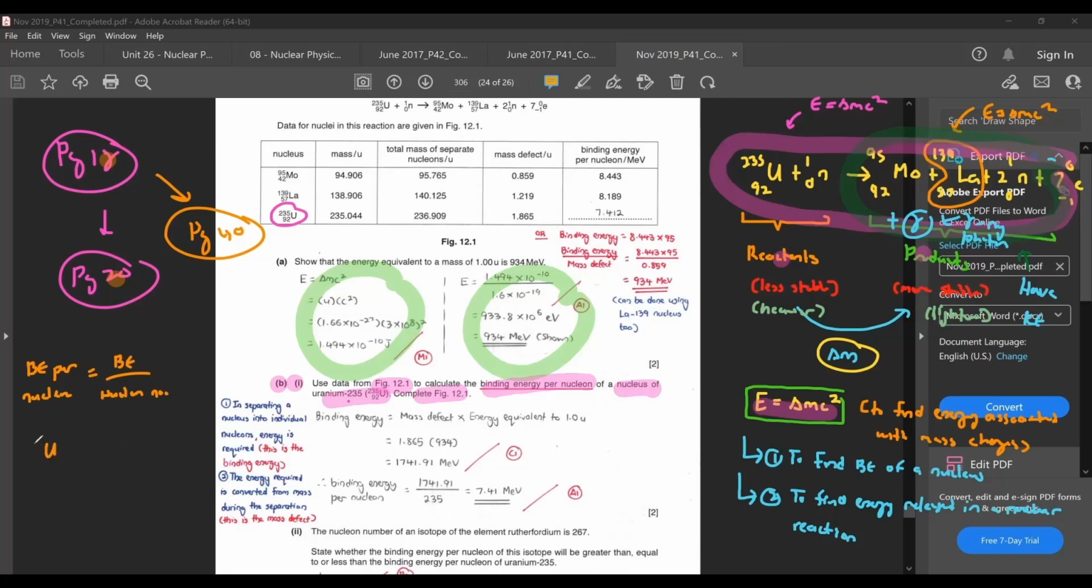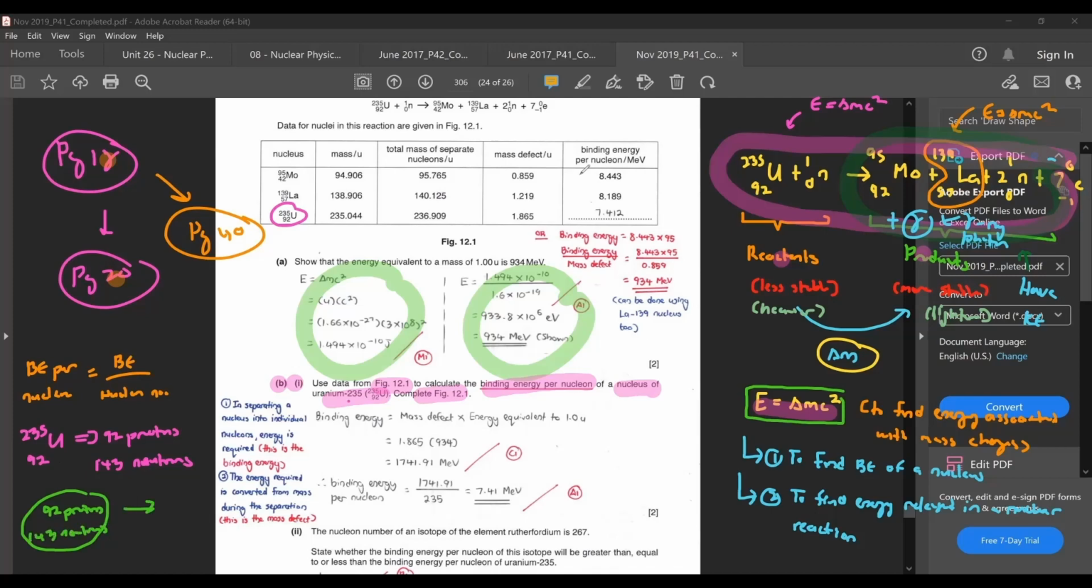Uranium-235, you want to find the binding energy. If you want to visualize it again, uranium-235 has 92 protons plus 143 neutrons. Okay, so over here, 92 protons and then 143 neutrons.